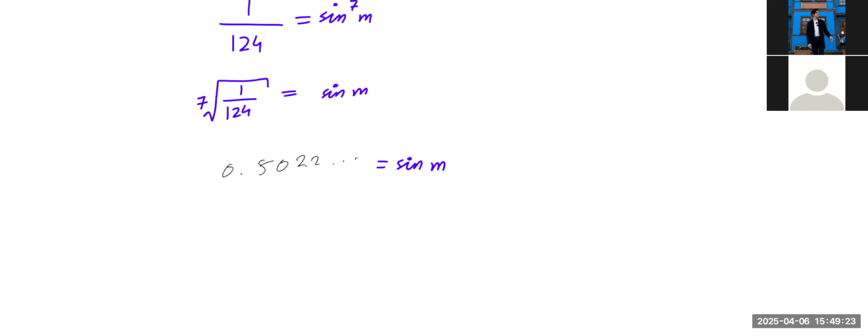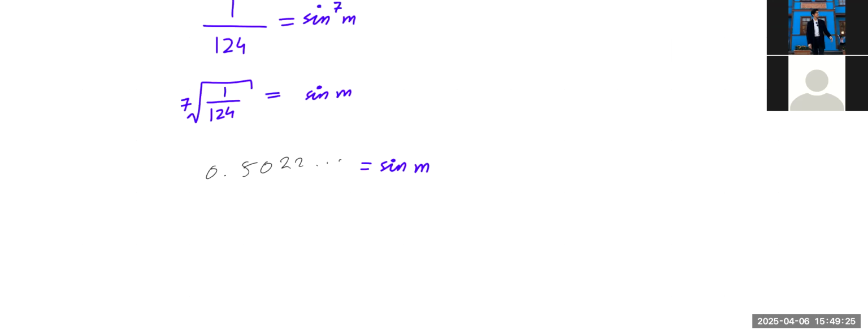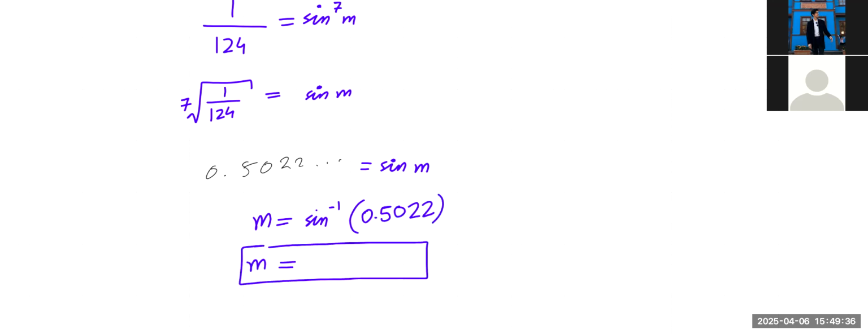Now we can finally, to find m, just take the sine inverse of 0.5022, and that is finally going to be our answer. Unbelievable how long this question was.